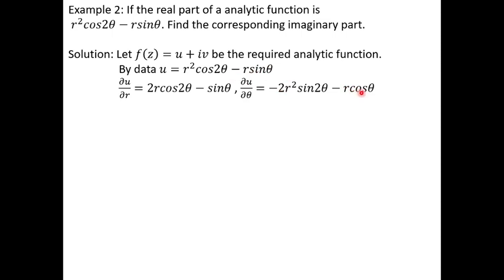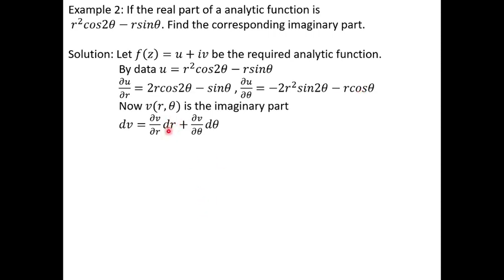Here f of z is analytic. Here we find only the imaginary part. We do not find the f of z value. Here we find only the imaginary part v. Therefore, v is the imaginary part. Hence, by the total derivative formula, dv is equal to dou v by dou r into dr plus dou v by dou theta into d theta.